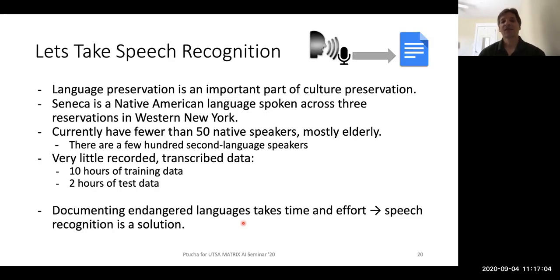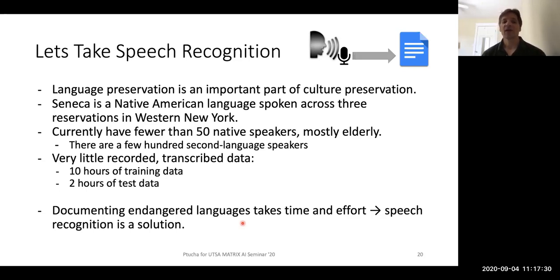In this case, let's take speech recognition. And I'd like to use an example of Seneca, which is a Native American Indian language spoken in Western New York, where I am right now. And it's a dying language. There are less than 50 native speakers left. What this means is that that culture, that heritage is dying. And so now there's a resurgence trying to train more people.